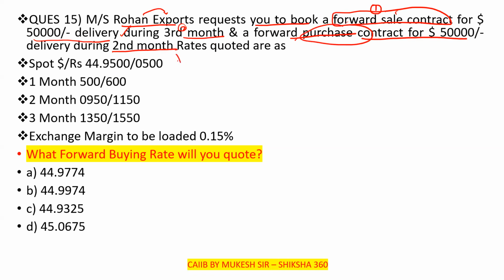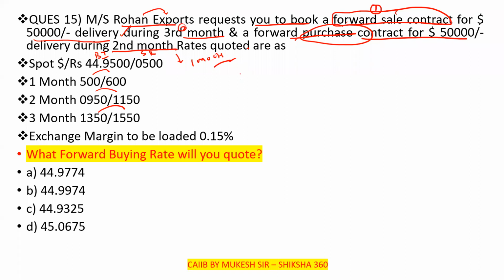For that, we will take the rates for 1 month forward. The rates are quoted as spot rate, buying rate, selling rate, 1 month forward, 2 month forward, 3 month forward. I expect all of you are aware of how we have to represent all these rates. That's why I will move directly to the question, how we have to solve it.